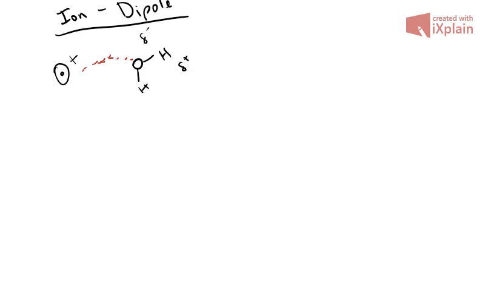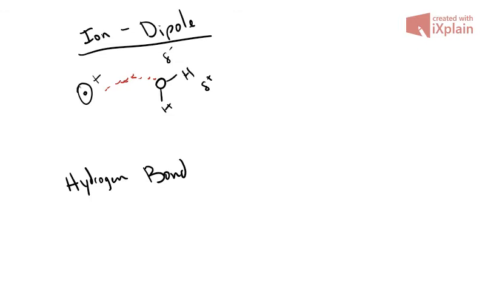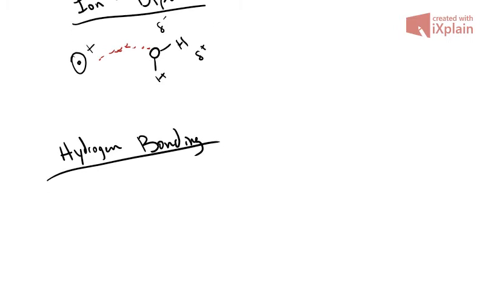The last one we're going to talk about, the strongest intermolecular force, is hydrogen bonding. Now, this is not a real type of bond. This is not a bond. This is still an intermolecular force. However, it requires a hydrogen and three different things to form this interaction.